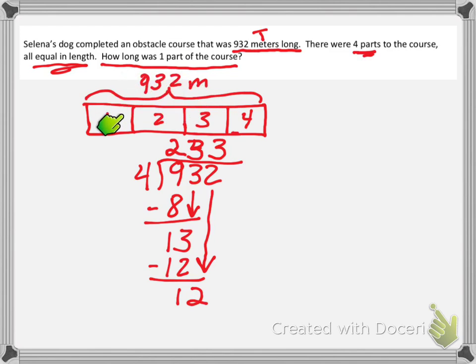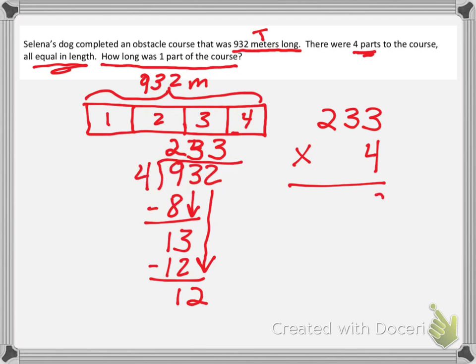But remember, we always want to check using the inverse operation. The inverse operation of division is multiplication. So let's check. 233 times 4. And we want to make sure that we get this answer right here, 932, the number that's inside that division house.